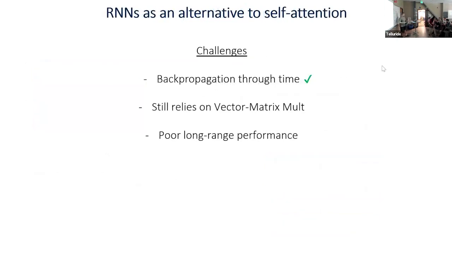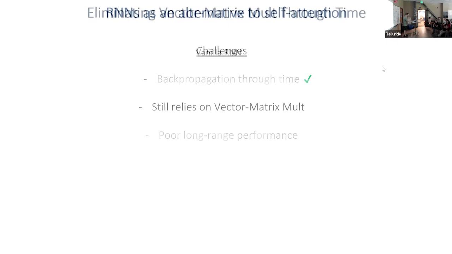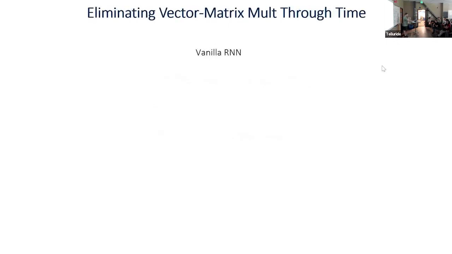So let's say we've addressed backprop through time. As long as you have linear recurrent connections over time, you can pass all of your data at once, your 8K tokens, and then within log n time complexity, you can acquire all of the gradients that you need without having to iterate step by step, quite efficiently. The next challenge: we still rely on vector matrix multiplication. How can we eliminate that?